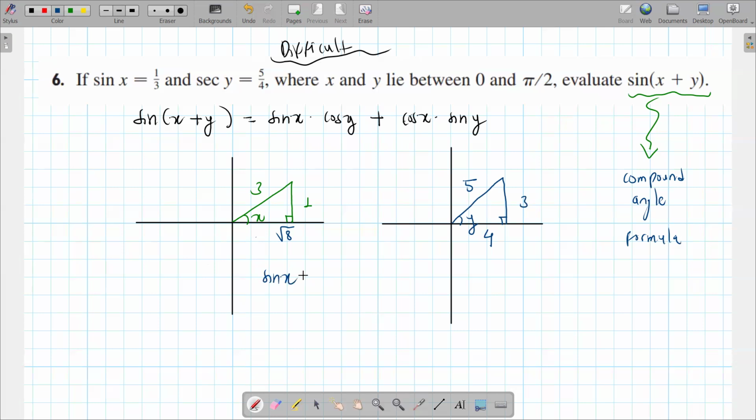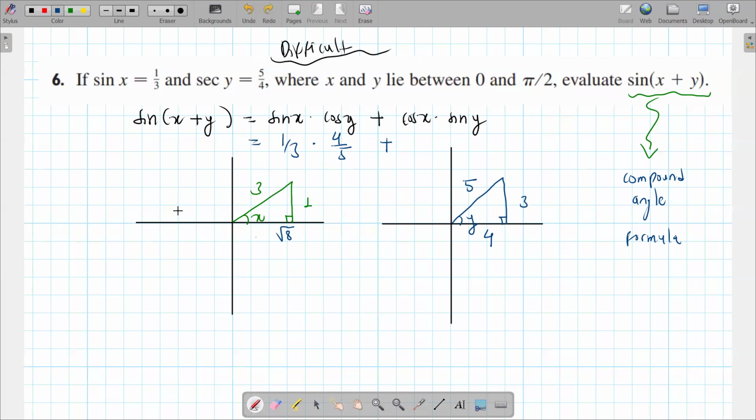What's sine of x? Well, that's given in the question actually. Sine of x is 1 over 3. So we know that this is 1 over 3. If secant of y is 5 over 4, what's cosine of y? 4 over 5. So we have both of these terms that was given in the question. Plus cosine of x. So let's look at this triangle.